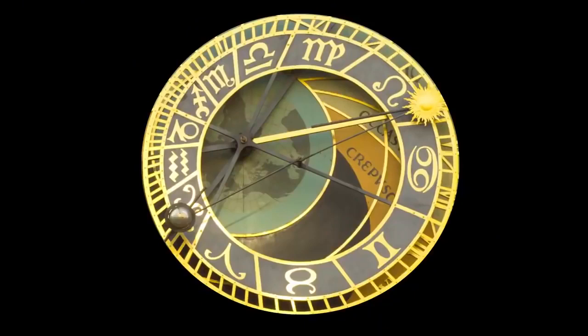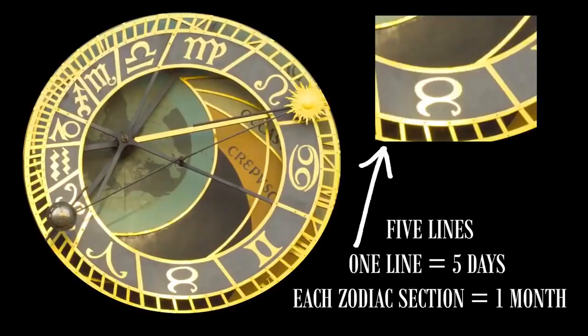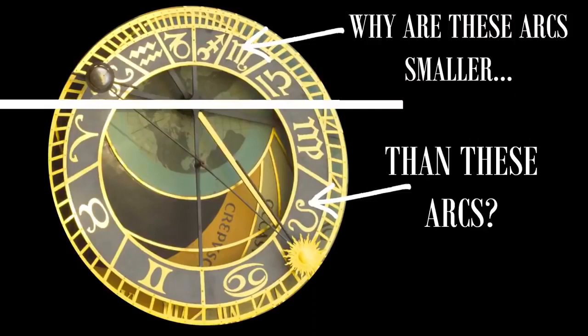But let's look a little closer at this magnificent Prague clock. As you can see, the zodiac dial contains a border that presents a series of vertical lines. These lines represent a chunk of 5 days, and each zodiac section represents a month. Those of the old world use this dial to track the seasons, the phases of the moon, and to present the date. But in a realm of perfect circles, why are six of the 30 degree arcs here represented within a smaller space than the other six? They all contain five subsections, so why are they different?